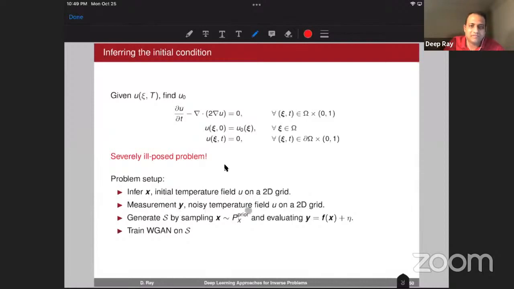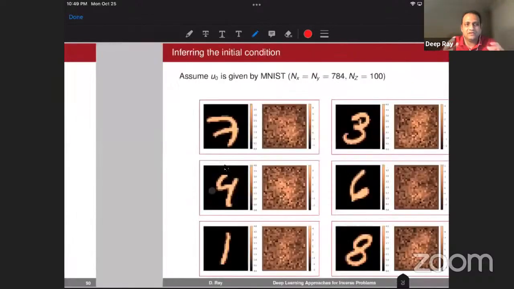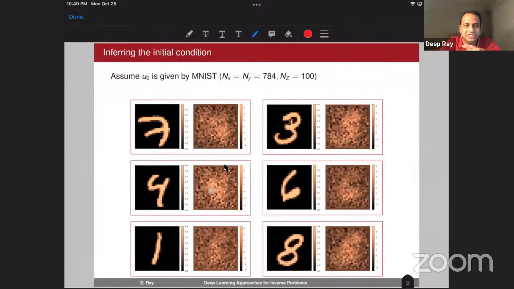The measurement Y will be the noisy temperature field U at the final time t on the same grid. We again generate samples by taking lots of X's, evaluating Y by pushing it through the PDE solver, and adding noise to it, and then training a GAN on these XY pairs. And in this case, we assumed that my initial condition was again given by these MNIST handwritten digits. So we used this as the initial condition, solved the heat equation in time, got the final temperature at time t equal to 1, added a lot of Gaussian noise to it. So at this level, you can't even see the digit. And then given some new measurement, we want to see if we can recover the underlying digit.